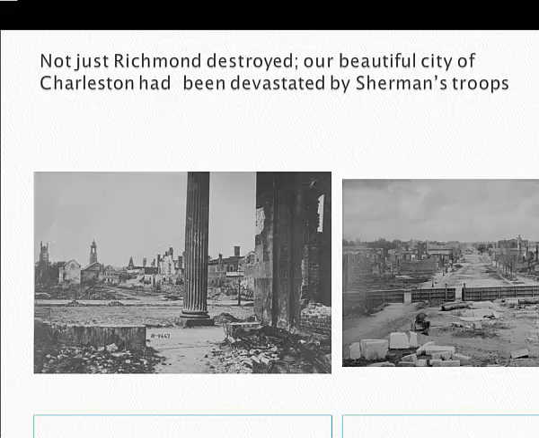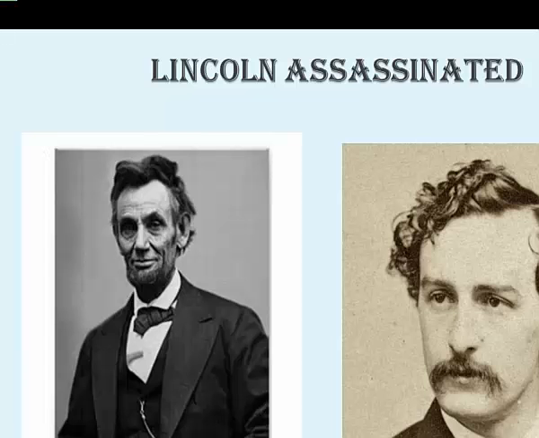Now, like I said, it's not just Charleston that was devastated. Richmond, our own city of Charleston, got their share of it from Sherman's troops when he was marching through Georgia. Abraham Lincoln, president in 1856, of course, was assassinated almost immediately after the Civil War ended by John Wilkes Booth, the actor.